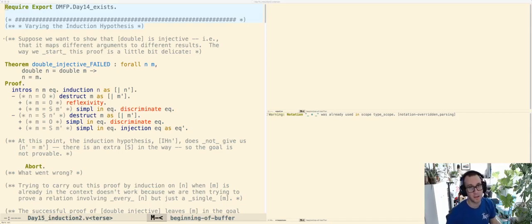So, we'll be talking today about how you can control your induction hypothesis and why that's important. And then we'll also be doing some interesting programming with propositions as a lead up to day 16, which is going to be a big one. Okay, let's start with an example.